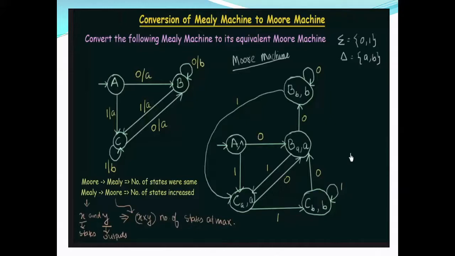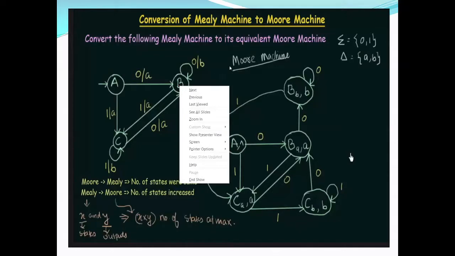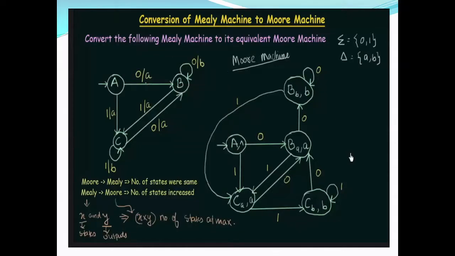So sometimes there are more than two transitions into a state from different states. For example, look at this. A on 0 is going to B, output is A. Now there is another transition from C on 0, output is A, okay, fine. Now there is one more transition on 0, B on 0 is B, but producing output B.